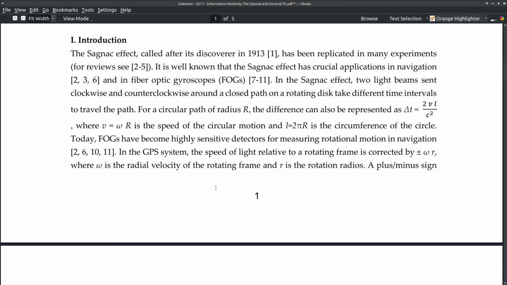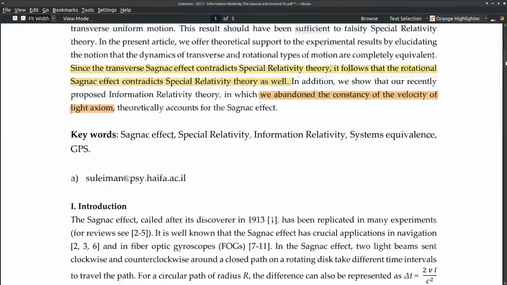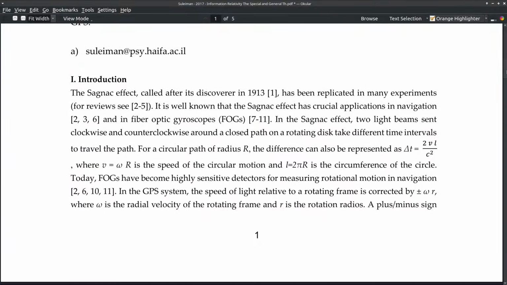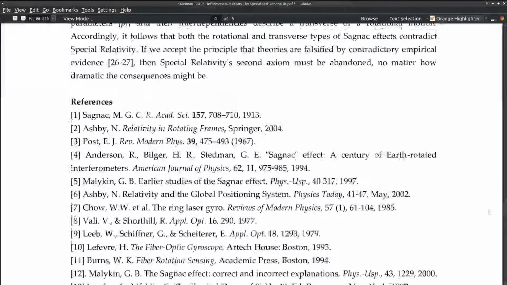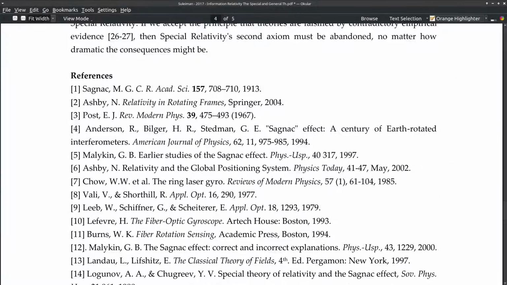All right. The Sagnac effect, called after its discoverer in 1913, has been replicated in many experiments. It is well known that the Sagnac... Okay, actually, I just want to take a little peek at that. Since we've got a four-pager anyways, we might as well hop on down and take a look at citations 2 through 5. It has been replicated in many experiments. Wonder which ones he's talking about. Let's see. For 2, we've got Ashby, relativity and the rotating frame. So that would be the Sagnac effect in GPS. Okay.